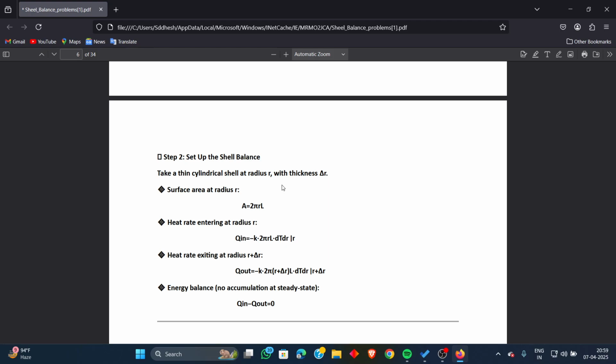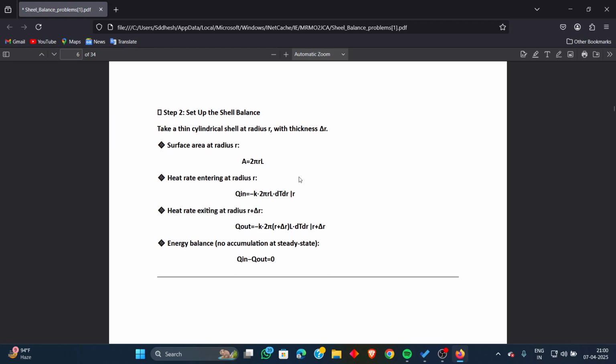Heat rate exiting at radius r plus delta r. Similarly, Q out is equal to minus K into area into dT by dr at r plus delta r. Q out is equal to minus K 2 pi (r plus delta r) L into dT by dr at r plus delta r. Energy balance: no accumulation at steady state. Because of steady state, Q in minus Q out is equal to 0.